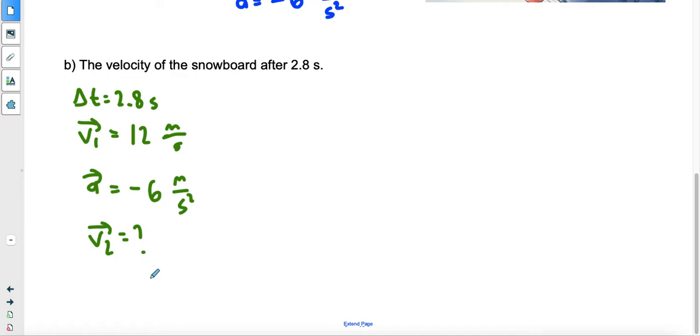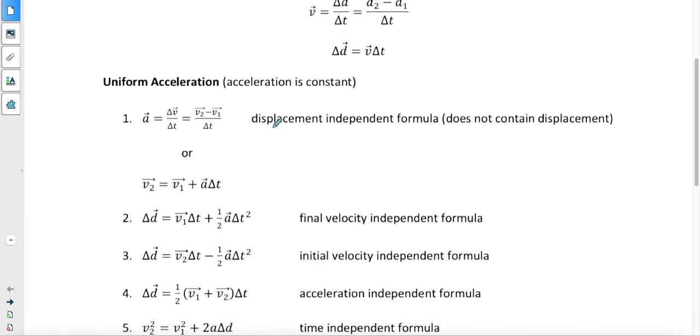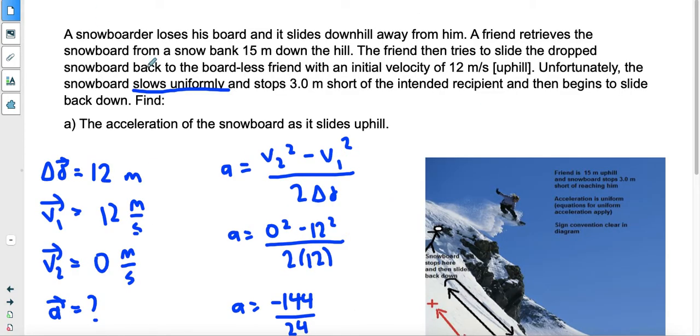So let's take a look here. I can tell I'm not given the displacement, and I'm not trying to find it. So if we look back at our motion equations, we're going to want to use the displacement independent formula, because this is the only one that does not include displacement. So let's use our displacement independent formula to find the final velocity.